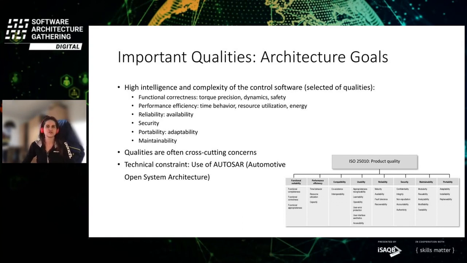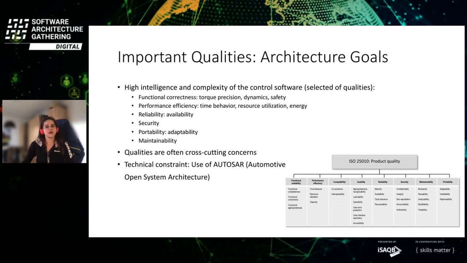We are interested in functional correctness, for example, the torque precision, the dynamics, and also functional safety topics. Performance efficiency is also relevant for us. We have time behavior that we are interested in, so that the running of the motor actually works. Resource utilization and energy are becoming more relevant in our situation. Availability is a topic which is good both for user experience and for functional safety. And security, portability and maintainability are important for us, so that we have long-term support for our product and our various customers.